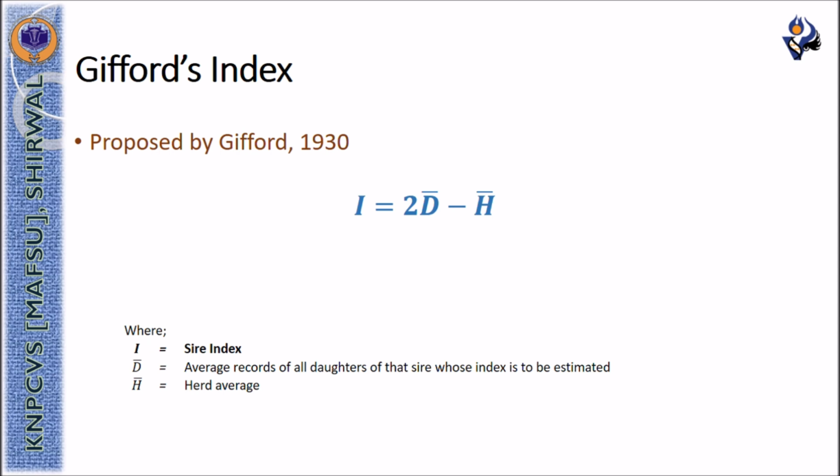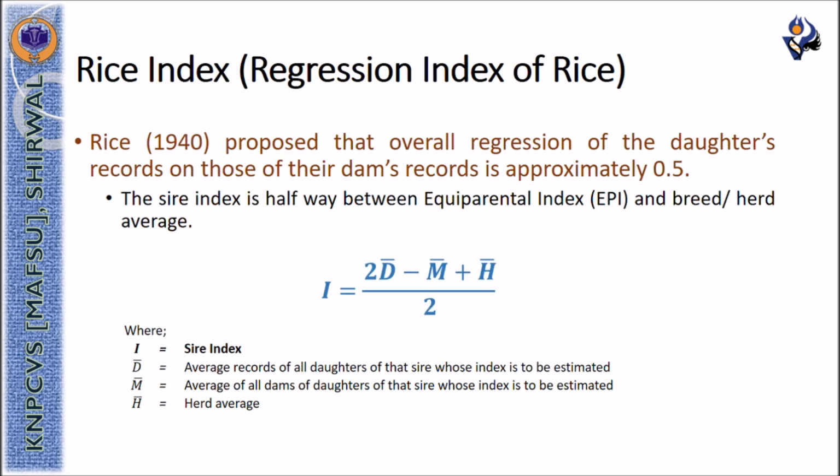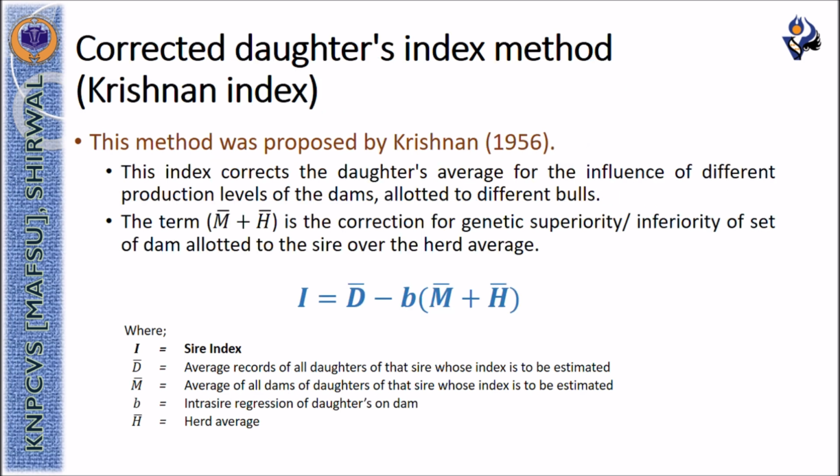The index proposed by Gifford is calculated with the formula twice D bar minus H bar. Equiparental index or Yap's index is calculated with the formula twice D bar minus M bar. Regression index proposed by Rice in the year 1940 is calculated with the formula twice D bar minus M bar plus H bar divided by 2. Krishnan index is calculated with the formula I is equal to D bar minus B multiplied by M bar plus H bar.